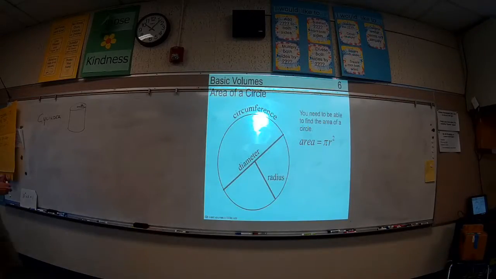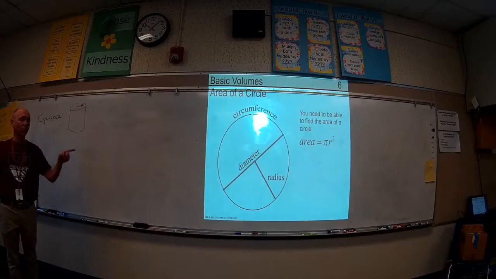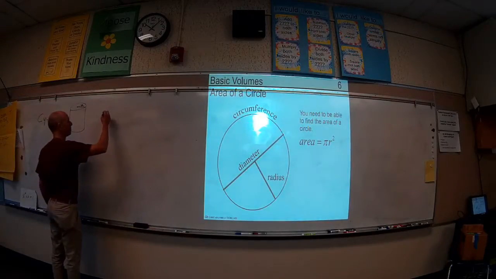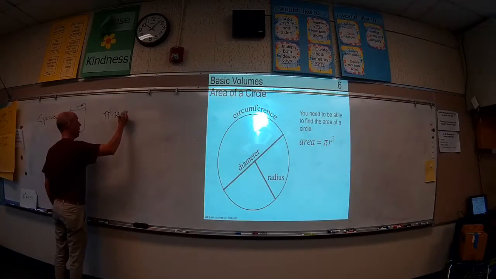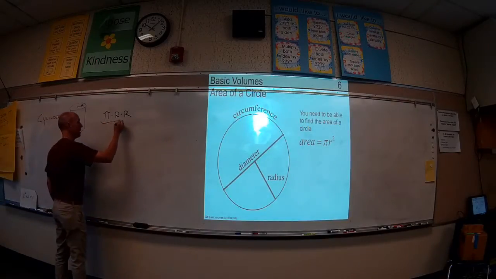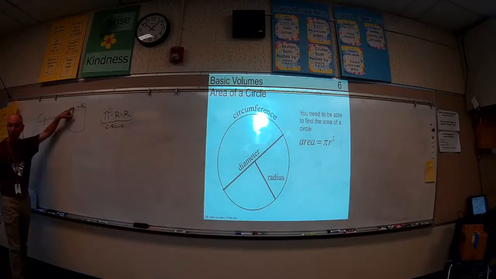So what's the area of a circle? How do you find the area of a circle? Good, he's looking back in his notes, or he's looking right up there, because it's up there too. What do you got for him, Braden? Area equals pi times radius squared. Okay, so what I want is just this. I want pi r r. That's the circle right there. And let's label that as the circle.